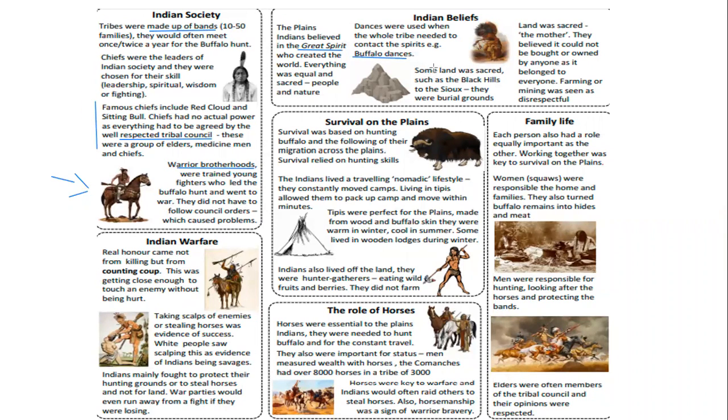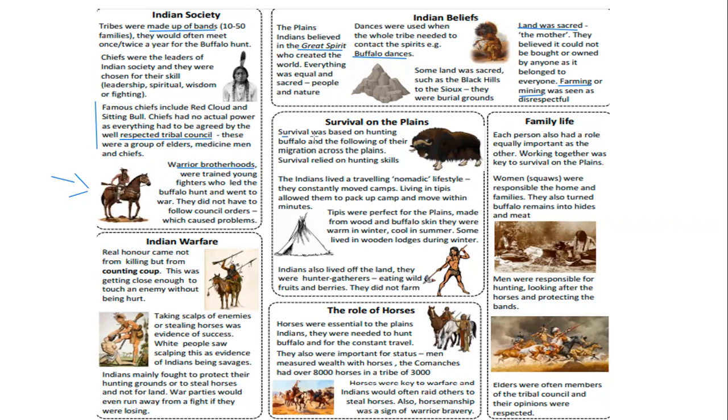Some land was sacred, such as the Black Hills of the Sioux. So the Black Hills of Dakota to the Sioux Nation, because they were burial grounds. And the key thing is that land was incredibly sacred to the Native Americans. It's like the mother of the land. They believed it couldn't be owned or bought by anyone as it belonged to everyone. Farming and mining was seen as massively disrespectful, which you'll learn later becomes a bit of a problem when people start migrating throughout the plains.